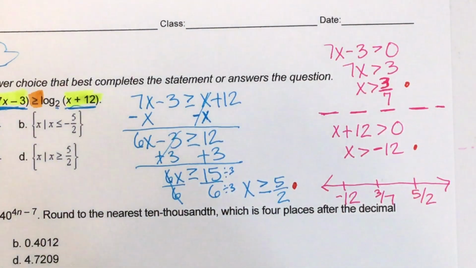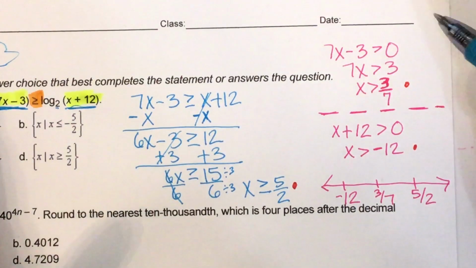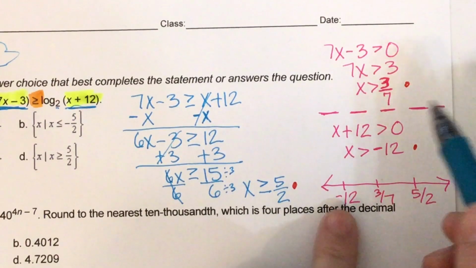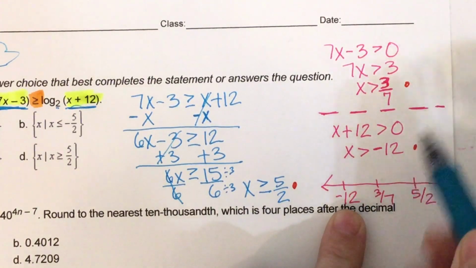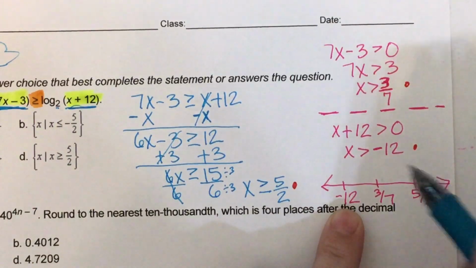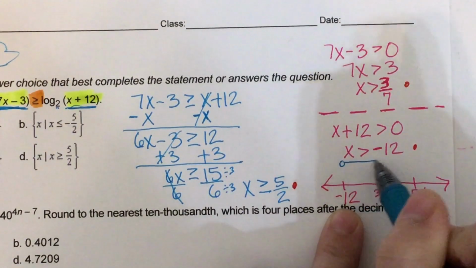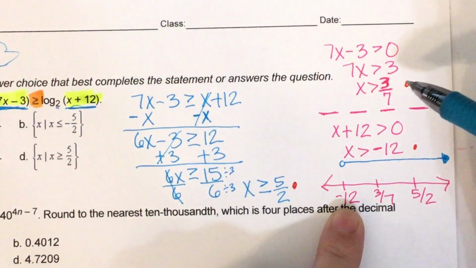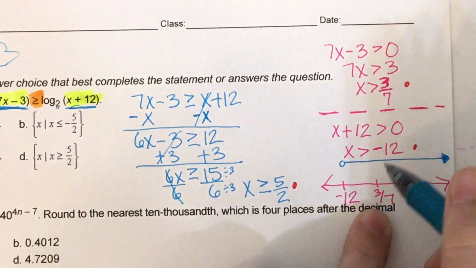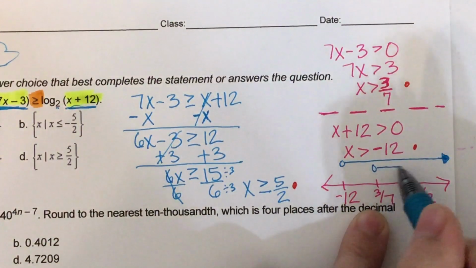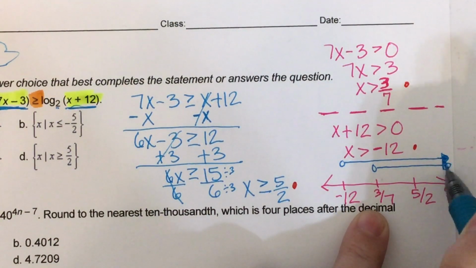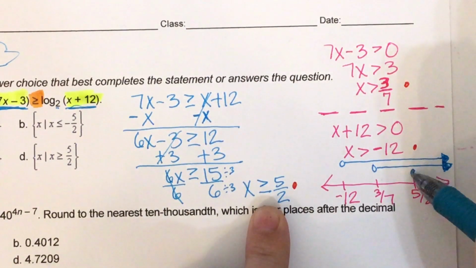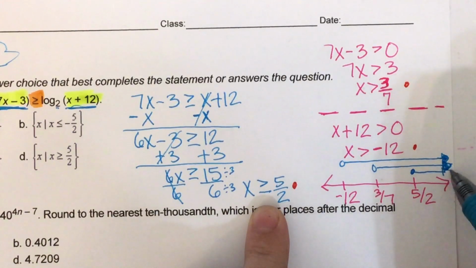Okay, and so then I draw the solutions out for each of these pieces. All right, so I'm going to start with the smaller one. So x greater than negative 12. So we would have an open circle at the negative 12, and we would shade everything to the right. And then x greater than 3/7, we would have an open circle at 3/7 and shade everything to the right. And then this one, we would have a closed circle at 5/2 and shade everything to the right.